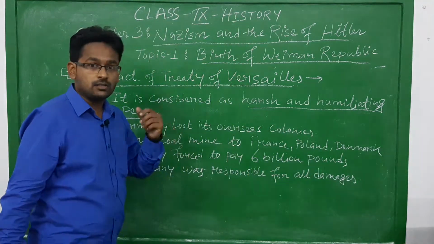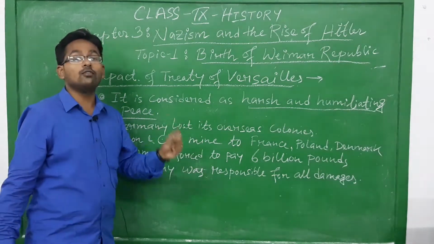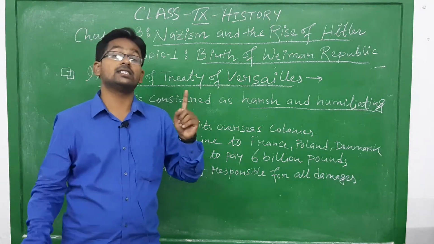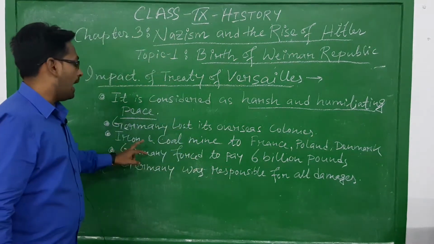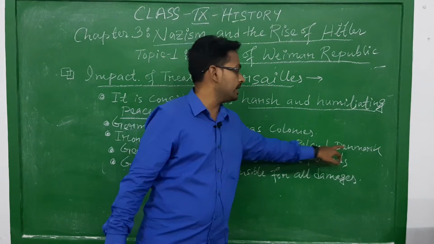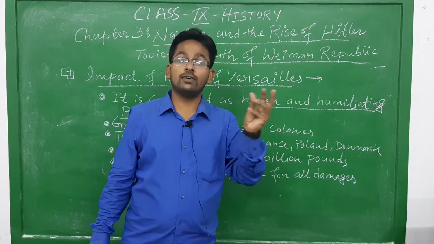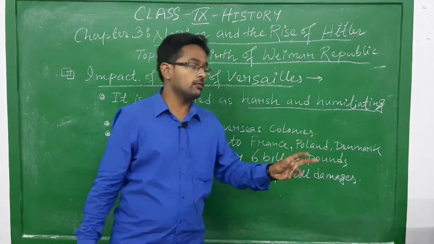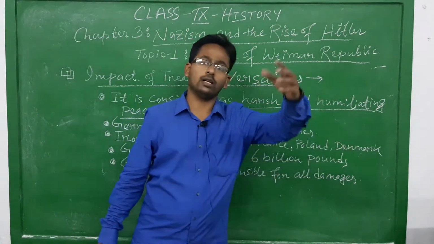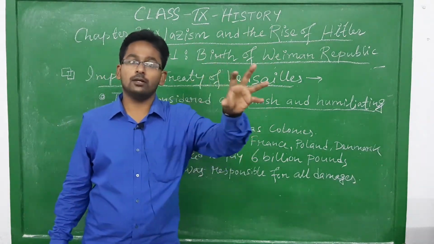What are the conditions of the Treaty of Versailles? Germany lost its overseas colonies, 1/10 of its population and its territories. Next, iron and coal mines. All the iron and coal mines of Germany were transferred to France, Poland, and Denmark. Why? Because of the war guilt clause, and because the Allied countries suffered in World War I, they took over the iron and coal mines from Germany, and these were transferred to France, Poland, Denmark, Lithuania, and other members of the Allied countries.